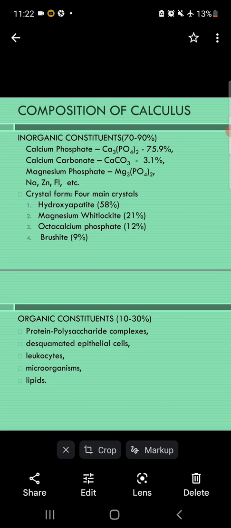We already discussed that magnesium whitlockite is abundant in subgingival calculus, and octacalcium phosphate is most abundant in supragingival calculus. Now come to the organic constituent, which is 10 to 30%. Here in the organic constituent, there are proteins, polysaccharide complexes, desquamated epithelial cells, leukocytes, microorganisms, and lipids.